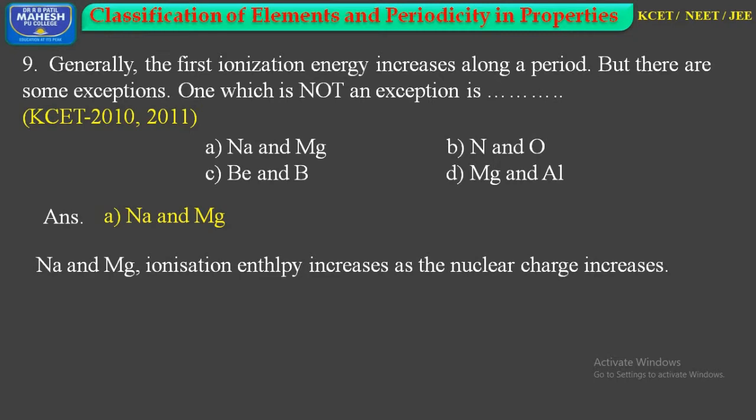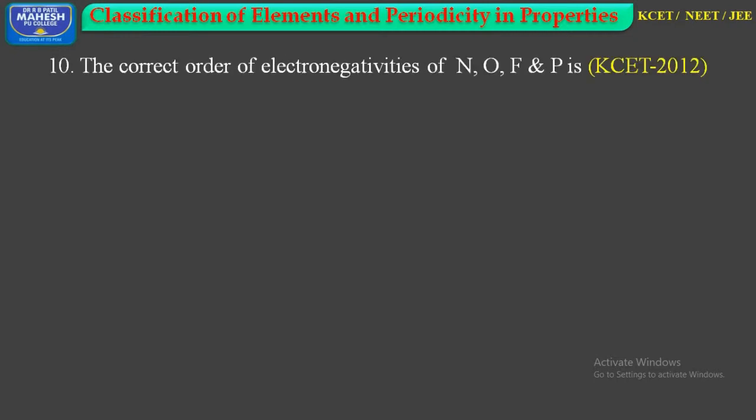Sodium has lesser first ionization enthalpy value compared to magnesium. So sodium and magnesium is not an exception in this case. Moving to the next one, question 10. The correct order of electronegativities of nitrogen, oxygen, fluorine and phosphorus is.